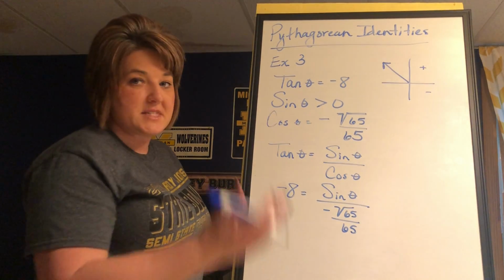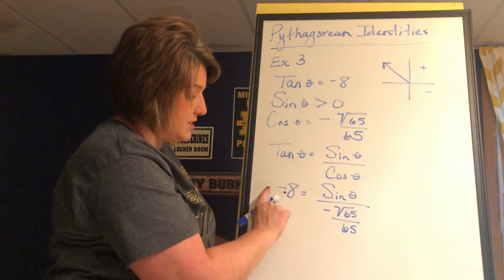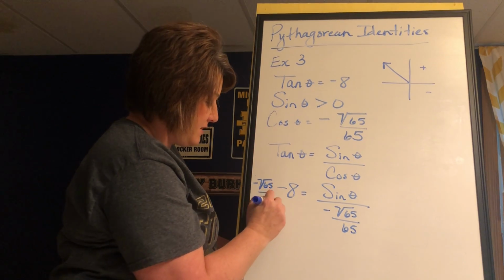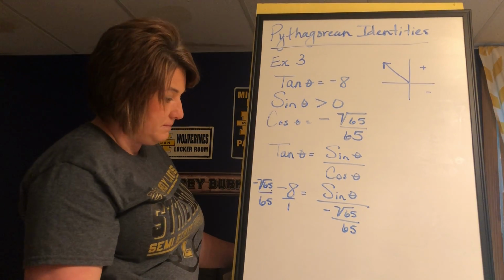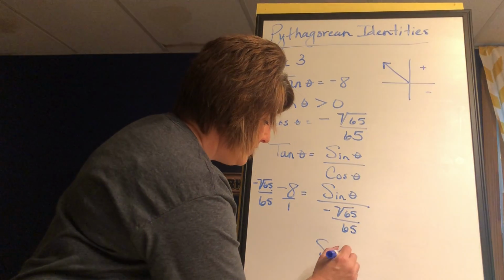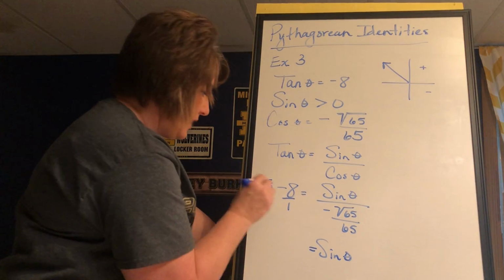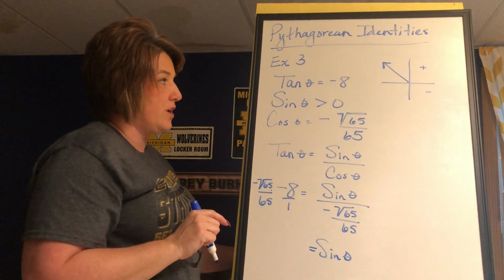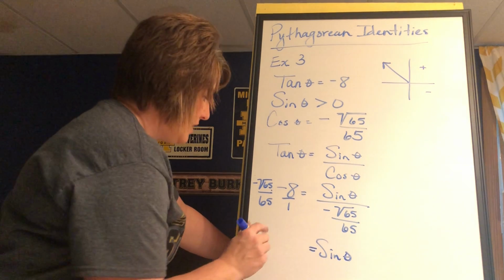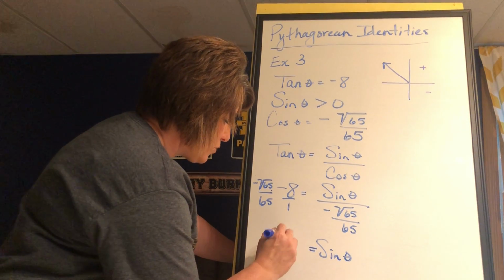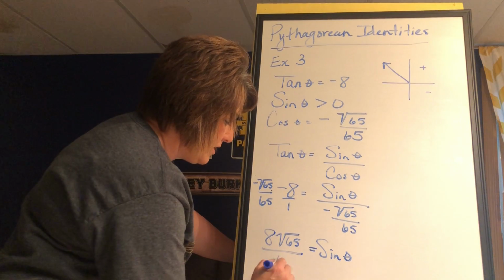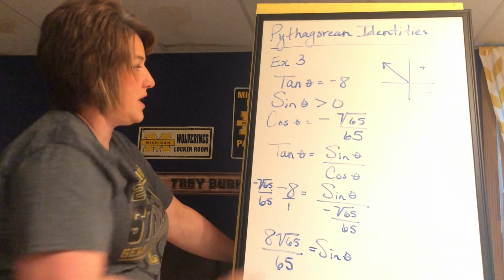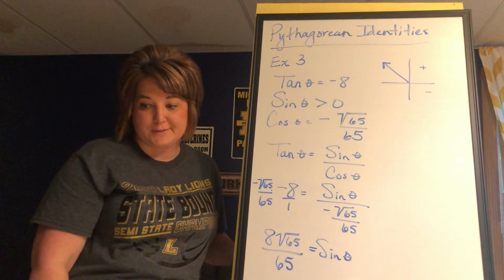So now we've got that same scenario that we had earlier. We're just going to multiply both sides by negative square root of 65 over 65. Put negative 8 over 1. So our sine of theta is going to equal a negative times a negative is a positive, which we know we want to get a positive because it tells us sine is greater than 0, and we're in the second quadrant. This will just be 8 square root of 65 over 65. So there we have the sine and the cosine, and that's what we were asked to find.